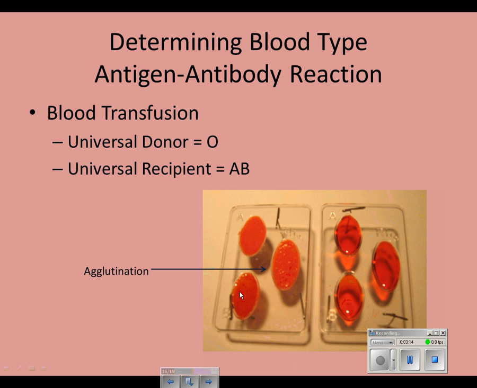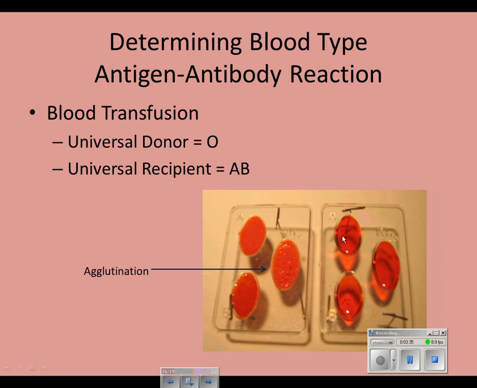To tell, what we do is put the blood in these 3 wells, and you can see there's a well for A, a well for B, and a well for the Rh. Then we add serums to them that have the antibodies that would react with type A or B or Rh, because it's going to be an antibody-antigen reaction.